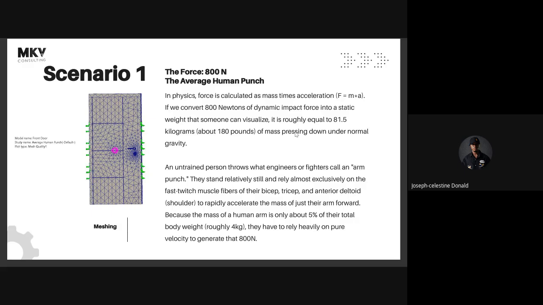Now for the first scenario, from what we did yesterday, you've applied your material. Now you've selected your fixtures. They're going to be fixed at the edge where the hinges are supposed to be. Makes sense, right? And then next you put in your forces. So 800 Newton, easy, but it has to be at the point. A human fist is roughly 80 millimeters in diameter.